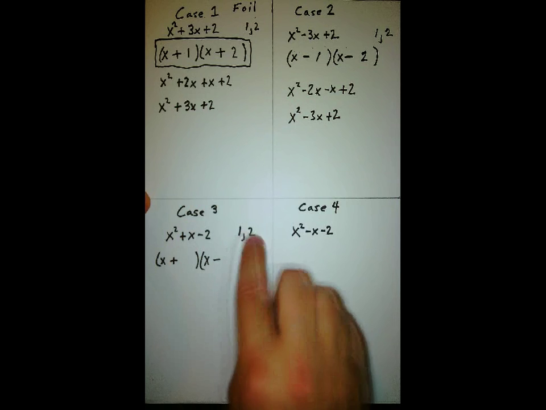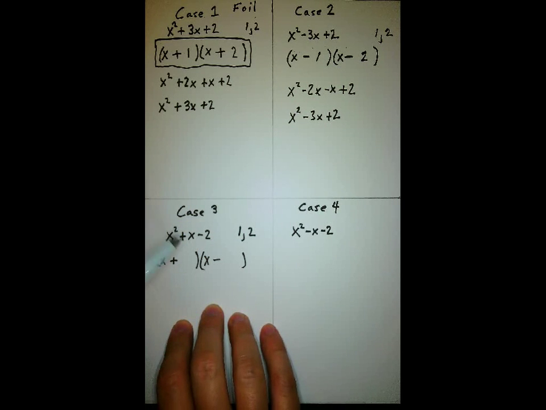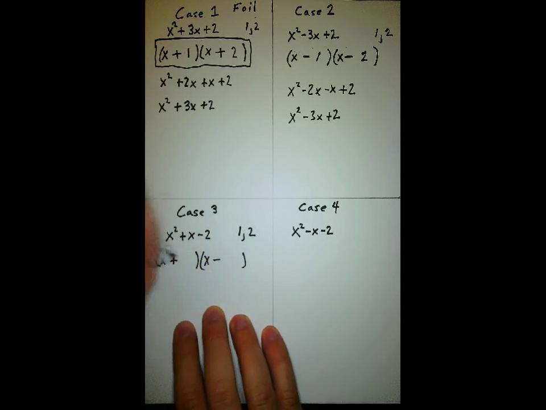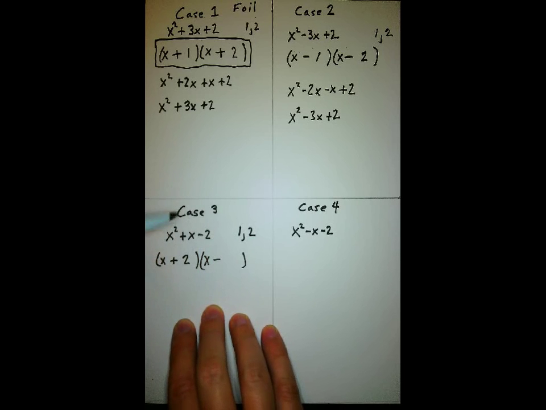So these numbers work. 1 times 2 gives me 2. 2 minus 1 gives me 1. Alright, and since we have a plus sign here, the bigger number, which is the 2, goes with the plus sign. And then, obviously, there's only one place left for the smaller number. It goes there.